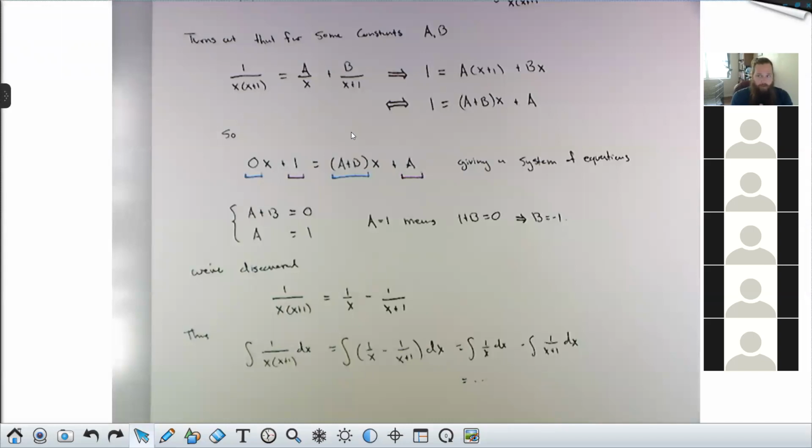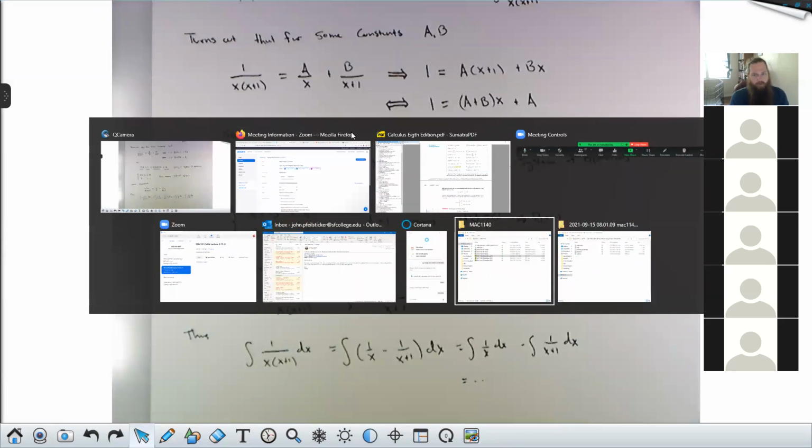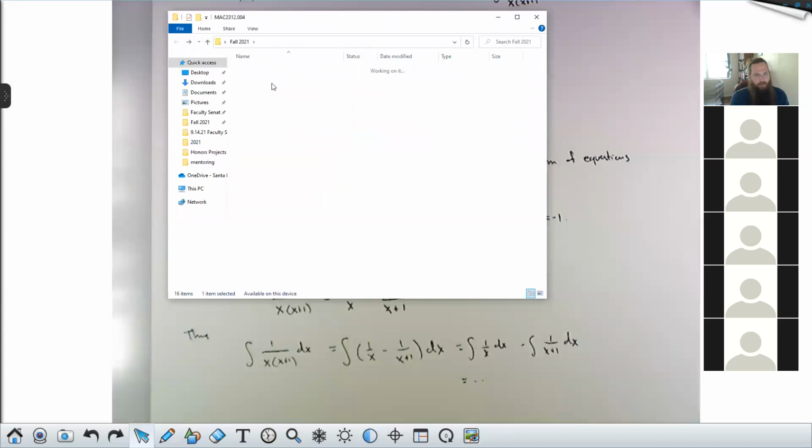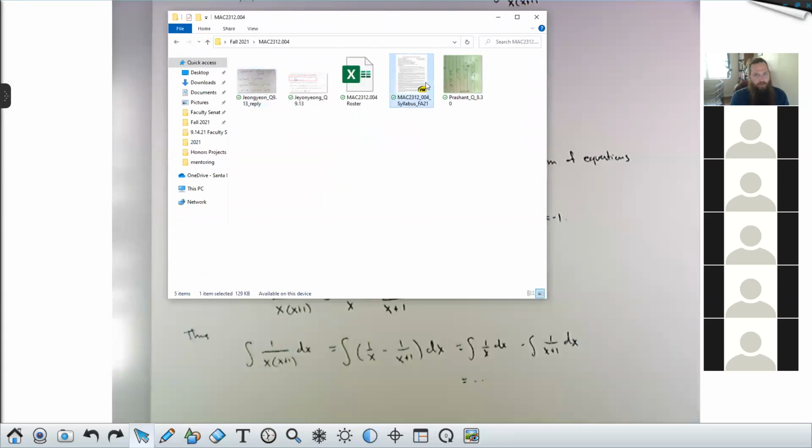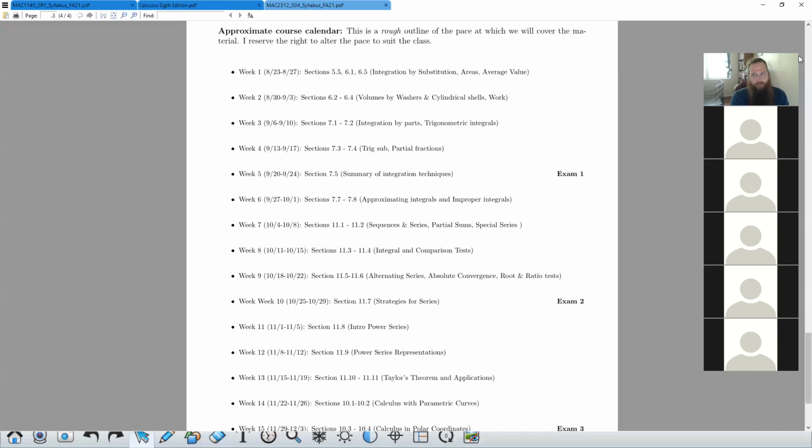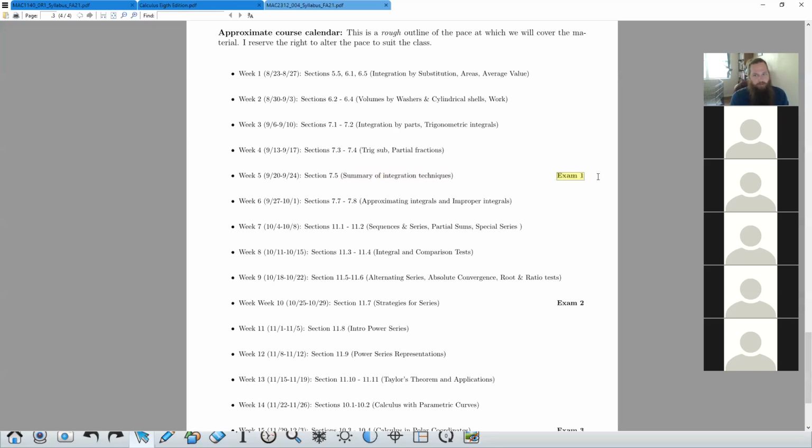After partial fractions, we're pretty much ready for the test. Let's take a look at your syllabus. After partial fractions, there's one more section, which is just strategies for integration, where they take all the stuff from the previous parts of chapter 7 and roll them together. Once we finish that, it's time for test 1. So test 1 is probably a week from Friday. This Friday, we will finish up partial fractions.